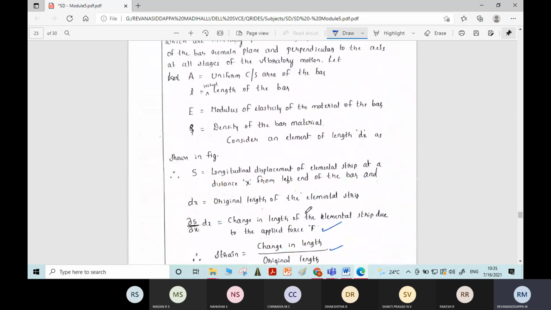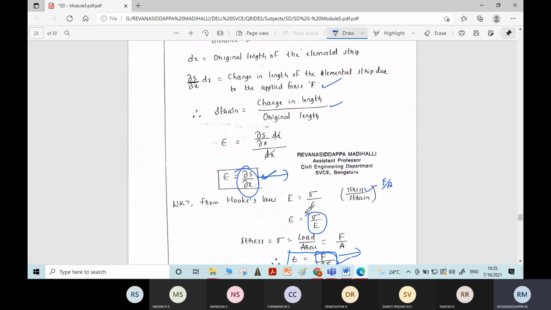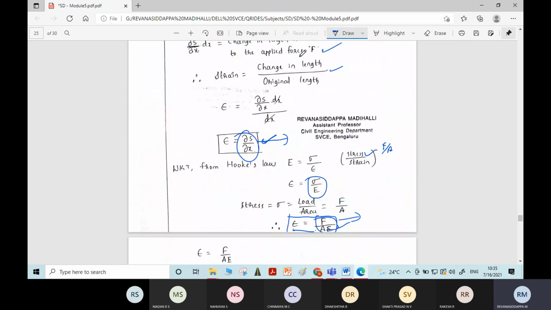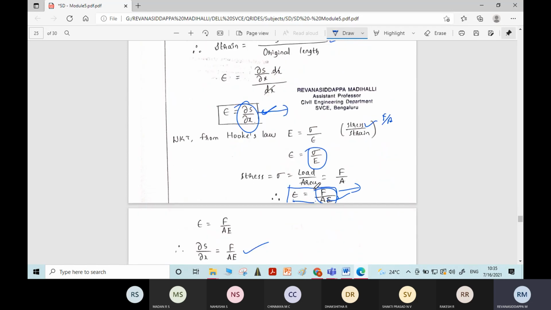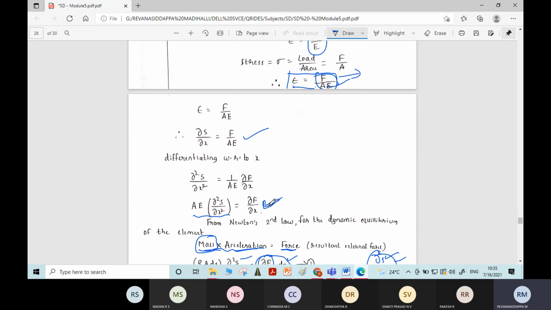First is finding the strain. Okay, finding the strain by basic principle, that is change in length by original length. Then finding the expression for the same strain by using Hooke's law, that is stress by strain. Equating both the things, and differentiating, you will get some expression for del F by del X. This is the first step.